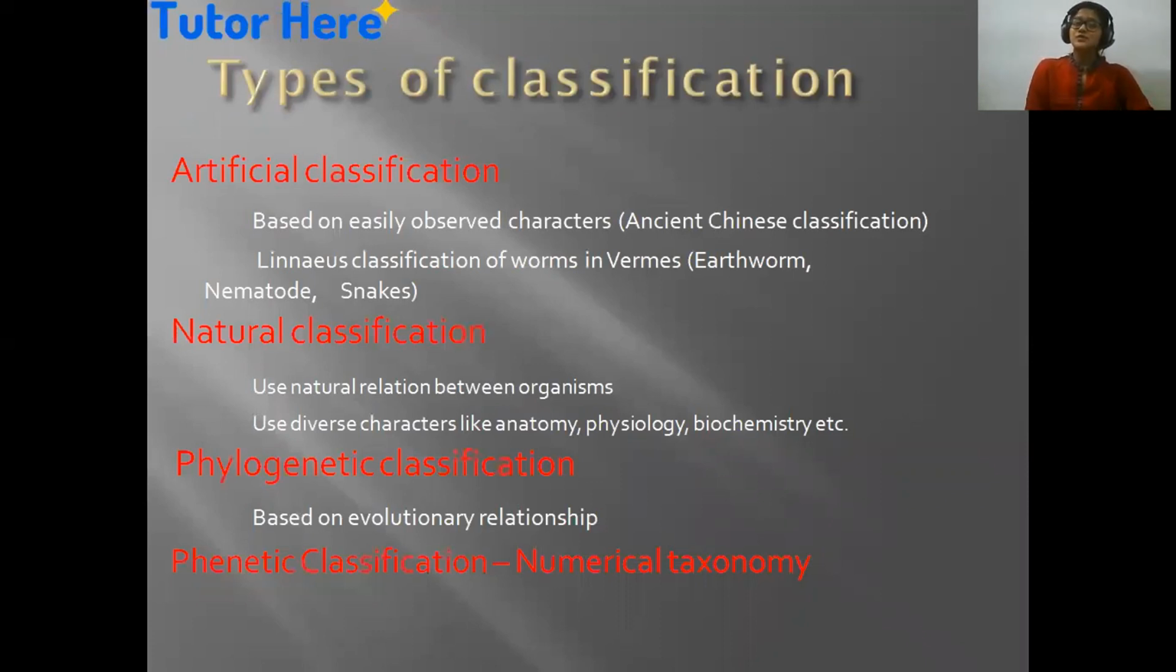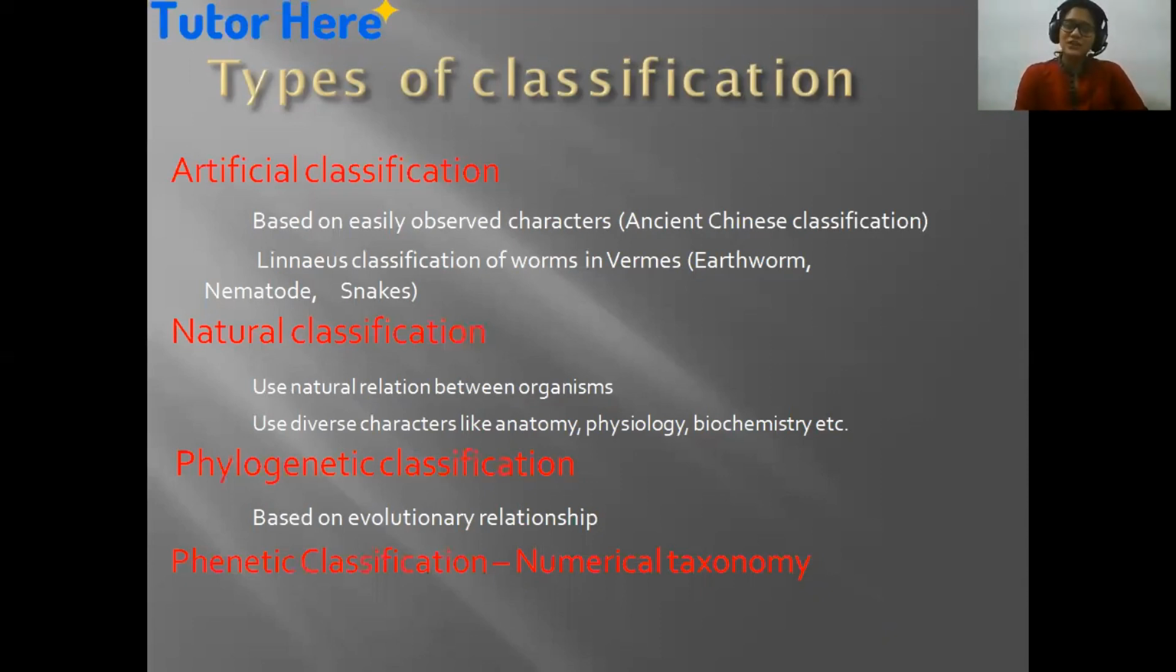What are the types of classification? So basically, we can differentiate into 4 types, that is artificial classification, natural classification, phylogenetic classification, and numerical taxonomy or phyletic classification. Artificial classification was observed in a very easy manner. They classified things, and it was basically from the ancient Chinese classification.